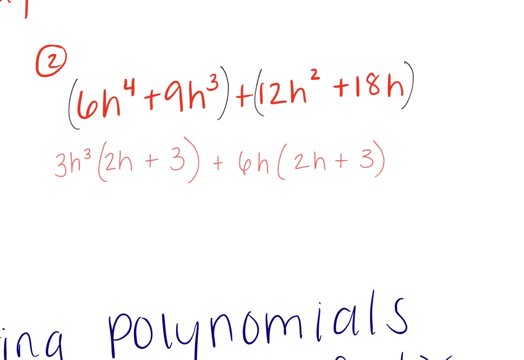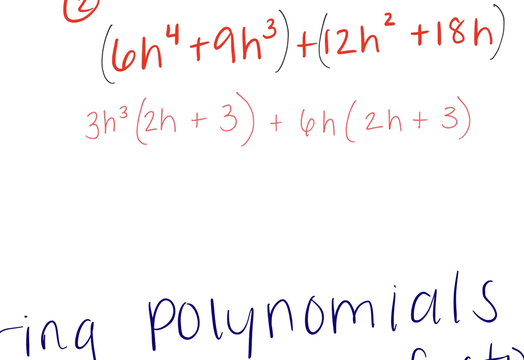Okay? Now, those of you that are still a little bit confused when we're pulling these things out, just think about it. What multiplied by this and by this would give me the exact same result? 6h times 2h is going to give me this 12h squared. And 6h times 3 will give me the 18h. You're taking something out in terms of what is going to be divisible into both of them. It's your greatest common factor. Okay?